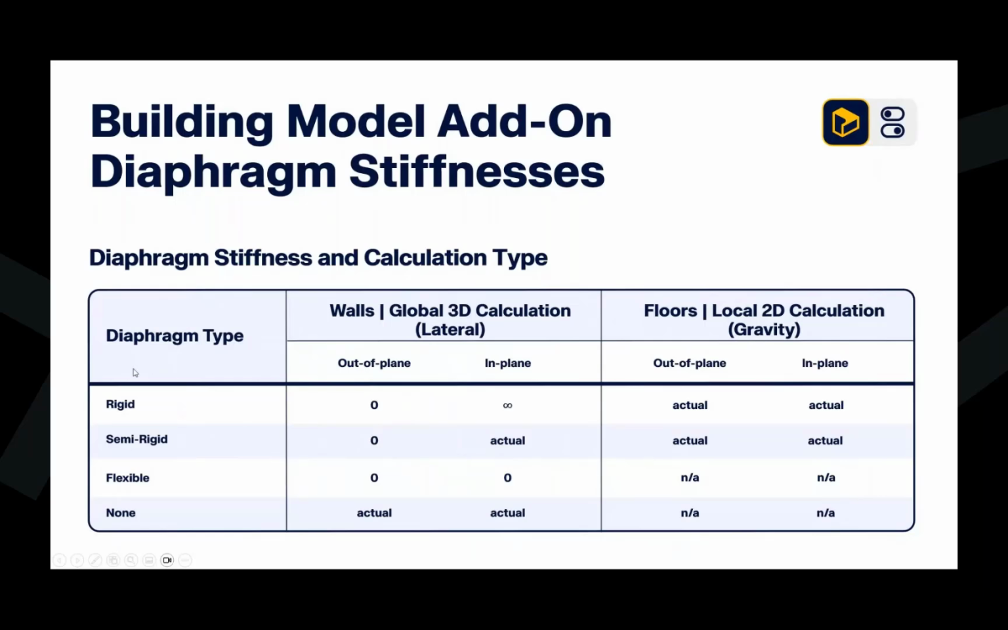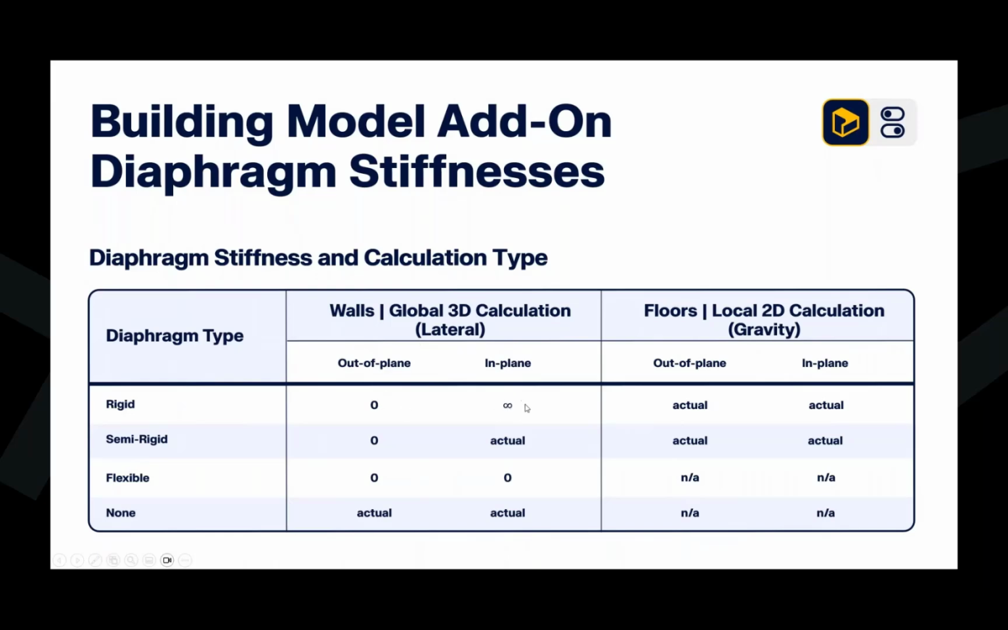When we have defined these different stories and specified a rigid or semi-rigid diaphragm that you've seen here, we actually separate out the analysis into two separate calculations, the gravity versus the lateral. With this, we will extract out the floor elements and only apply those gravity loads. And as far as the stiffness, we'll actually use the true stiffness of the material, of the thickness that's been defined for that floor. But when we look at the lateral calculation, we will modify the stiffness of those floors.